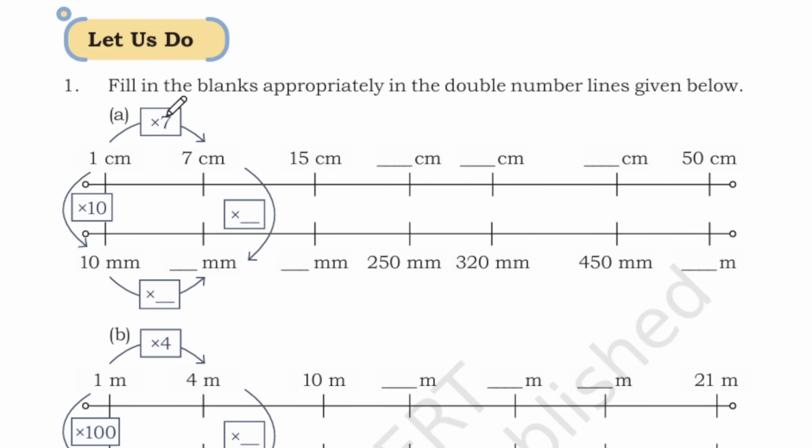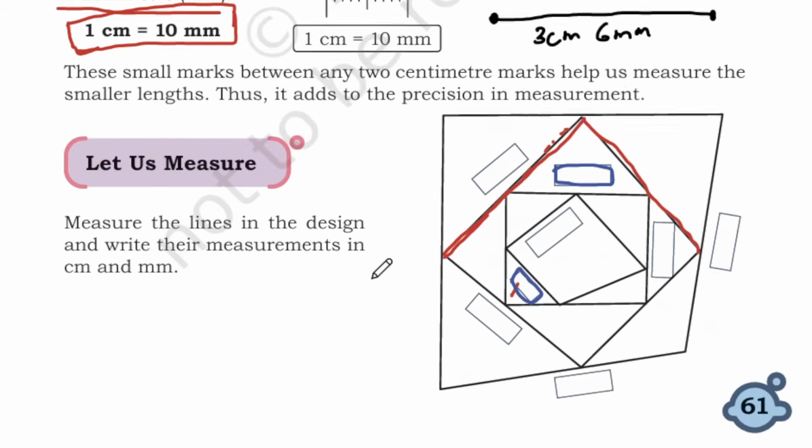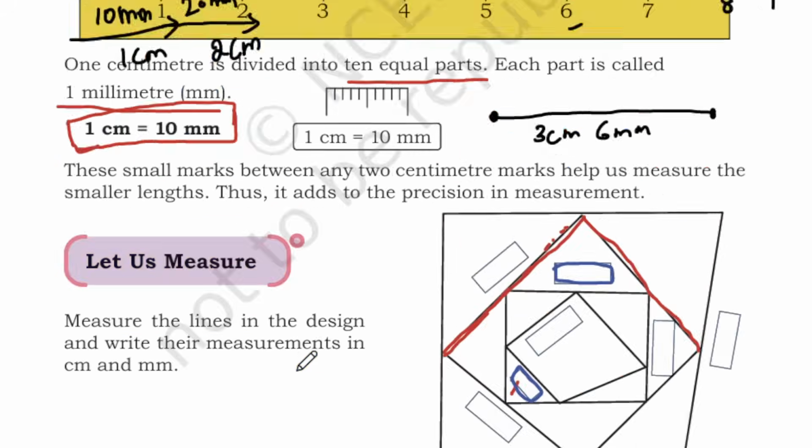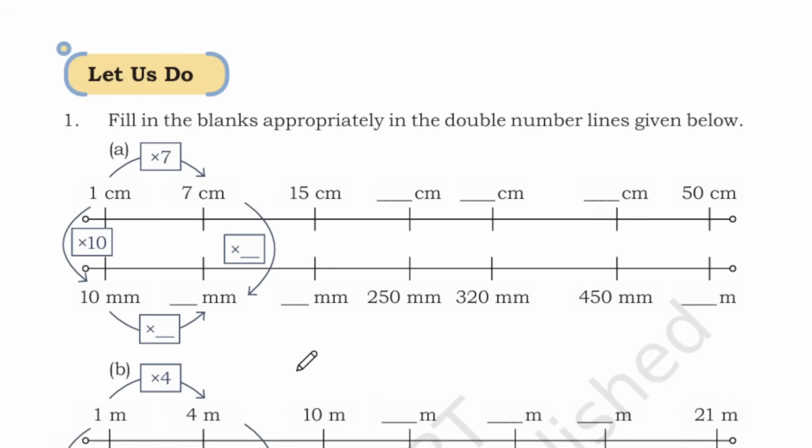First we have 7 centimeter equals dash millimeter. We already saw here, do you remember, students? 1 centimeter equals 10 millimeter. 2 centimeter equals 20 millimeter. 3 centimeter is 30 millimeter. Likewise, 7 centimeter is how many millimeters? 70 millimeters. You need to multiply by 10 millimeters, and you will get 70 millimeters.